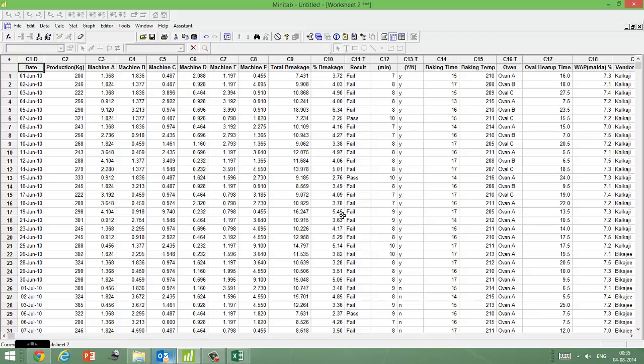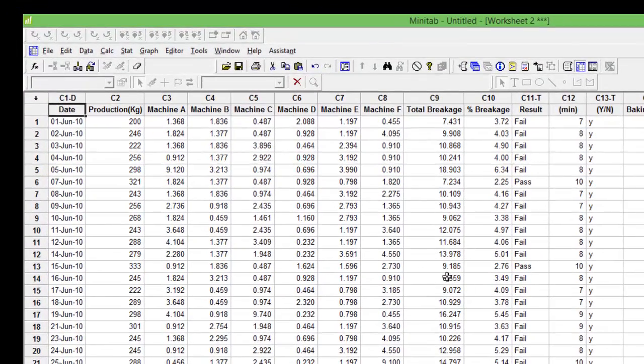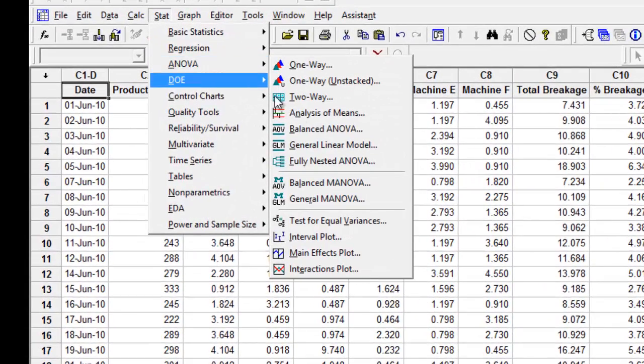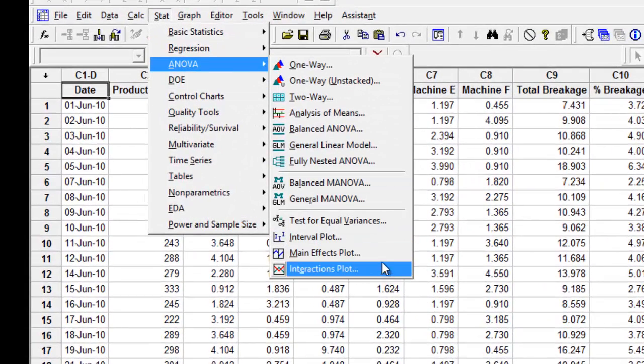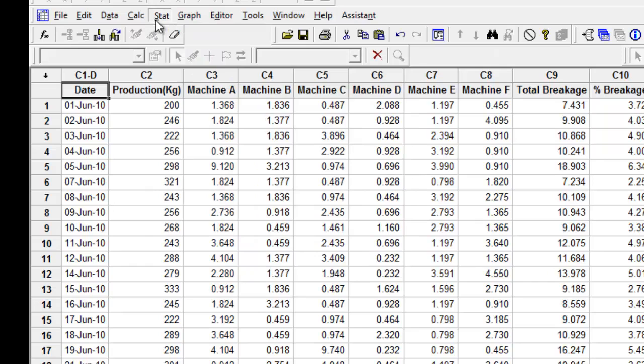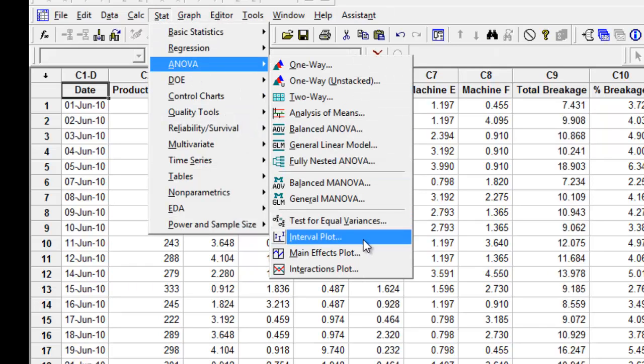This is a simple tutorial to help you understand how to draw main effect and interaction effect plots using Minitab. If you click Stats and go to ANOVA, you have the main effect and the interaction effect plots right here. While you are doing ANOVA analysis, main effect plots can give you a good perspective of understanding your factors' impact on your project Y.